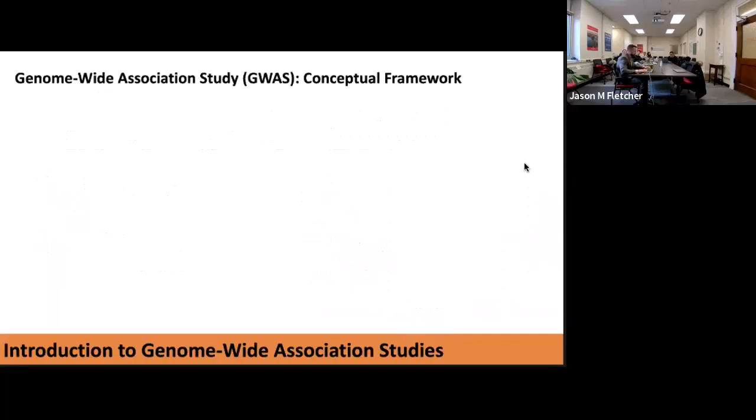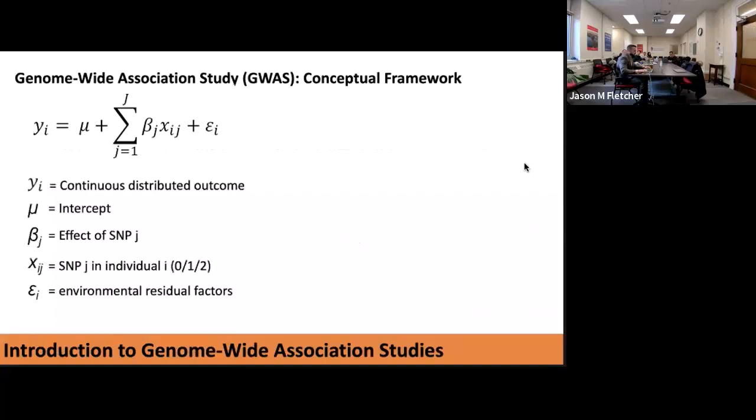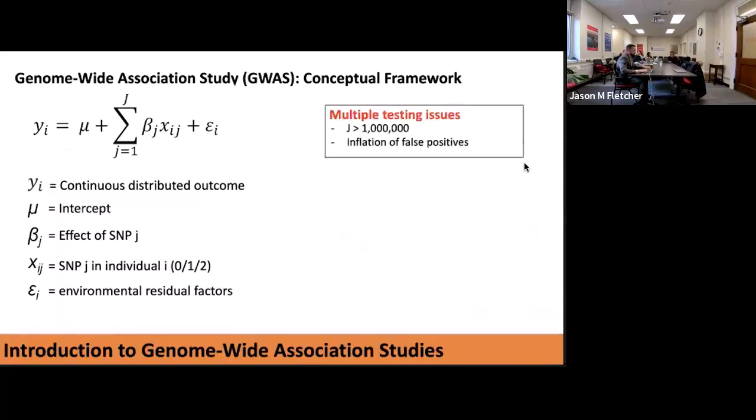So the conceptual framework for genome-wide association is statistically very simple. It is based on a simple linear regression model where we estimate the effect of a SNP or a genetic variant on a phenotype of interest. In genome-wide association studies, a simple linear regression model is performed for each SNP, resulting in millions of association test statistics and issues related to an inflation of false positive rates.